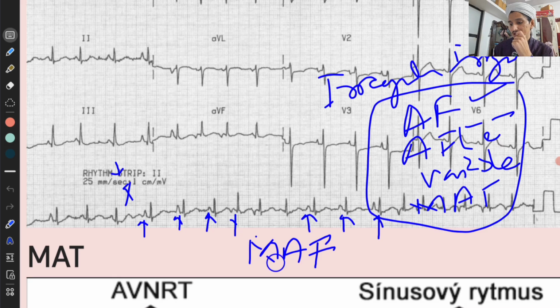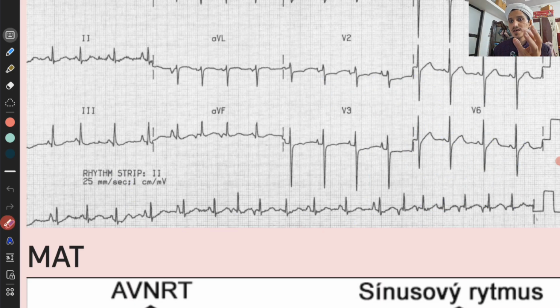Multifocal atrial tachycardia. Remember, SVT with irregular rhythm means three possibilities: atrial fibrillation, atrial flutter with variable conduction, and multifocal atrial tachycardia. We will differentiate them. In AF there will be no P waves. In atrial flutter with variable conduction, you will have narrow QRS complexes with irregular rhythm, and you will have P waves with 2:1 or 3:1 conduction most commonly. And in multifocal atrial tachycardia, you will have different morphologies of P waves.